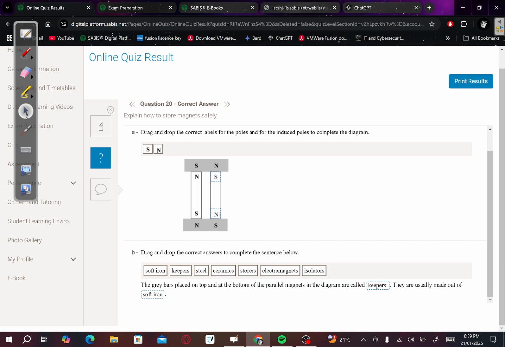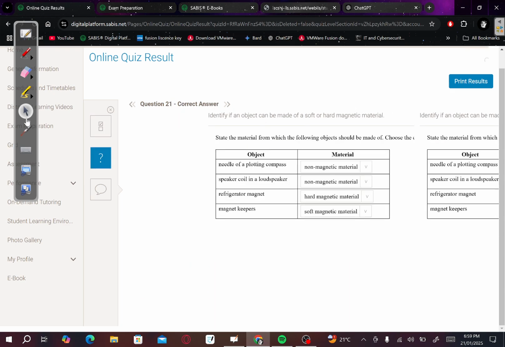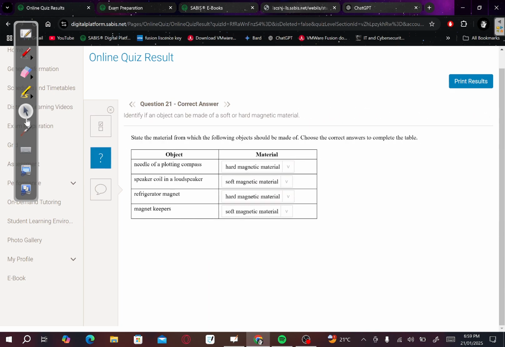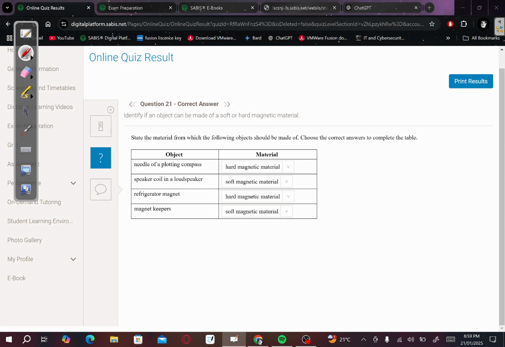Okay, the gray bars are called keepers. They are usually made out of soft iron. We explained why, this is how you store a magnet, basically. Okay, this doesn't need that much attention.